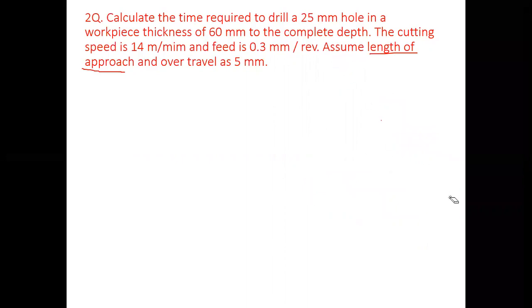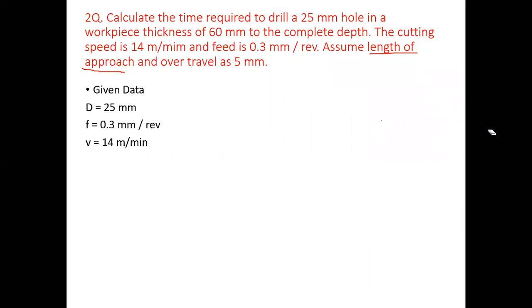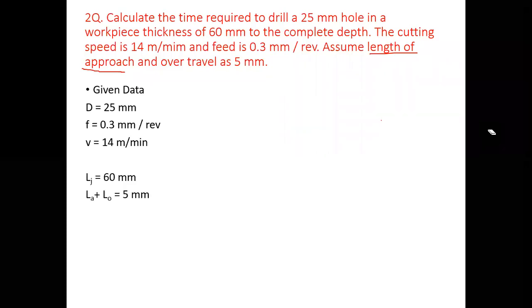Now we can solve this question like our standard normal methods. First you take the input data. So what is given? The required diameter of the hole is given as 25 mm. Feed is given as 0.3 mm per revolution. Velocity is given as 14 m per minute. And total length is given. So the length of the workpiece is given as 60 mm, right?